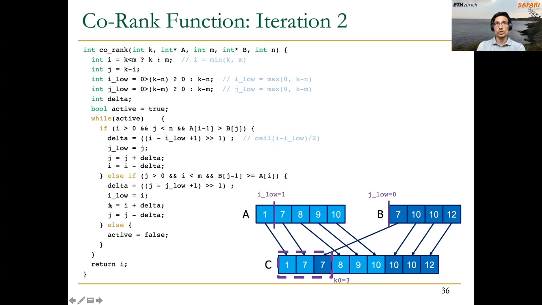And then in iteration 2, what we observe is that none of the two conditions here are fulfilled. So we go through the else path of this if-else statement, and finally we make active equal false. That means we will get out of this while loop and return the core rank i that is equal to 2 for this specific example. From this core rank i equal to 2, we can calculate the core rank j that equals 1.